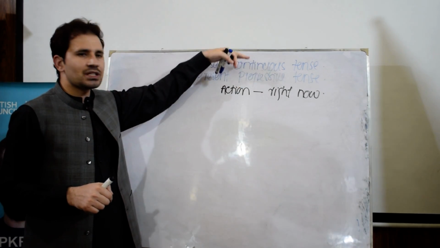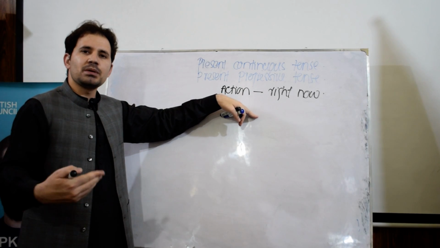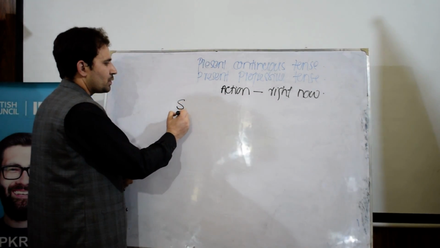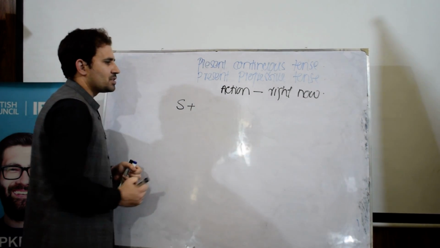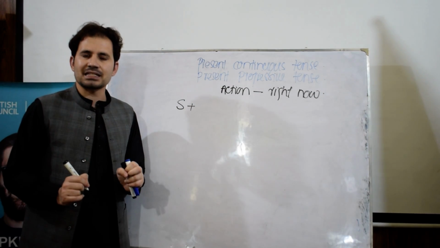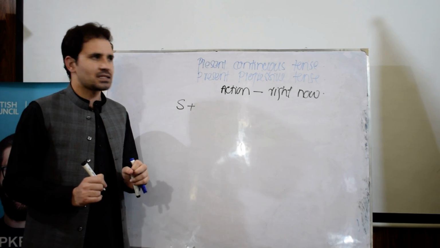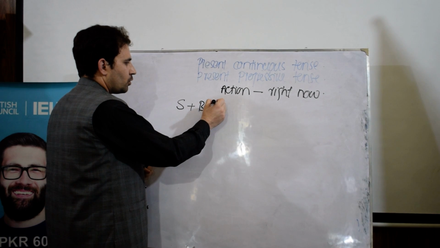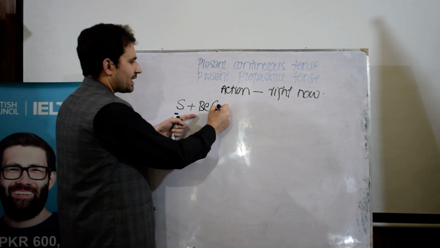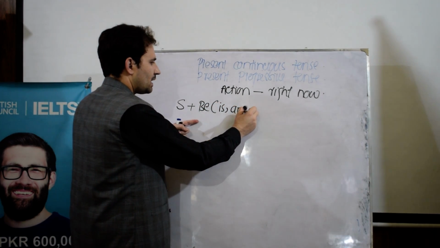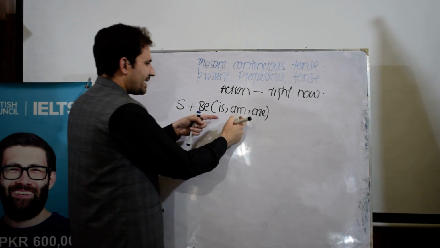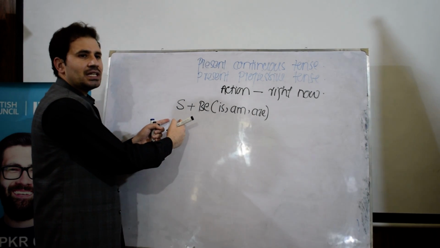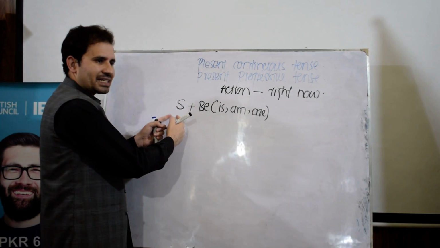First of all, let me tell you the structure of it. Then after that, we will be making more examples. Structure we can follow here: first of all, we will use subject. After subject, in all continuous tenses, we use be verb. What do I mean by be verb? Be verb means is, am, are. We will be using is, am, are according to the subject, whatever the subject is.